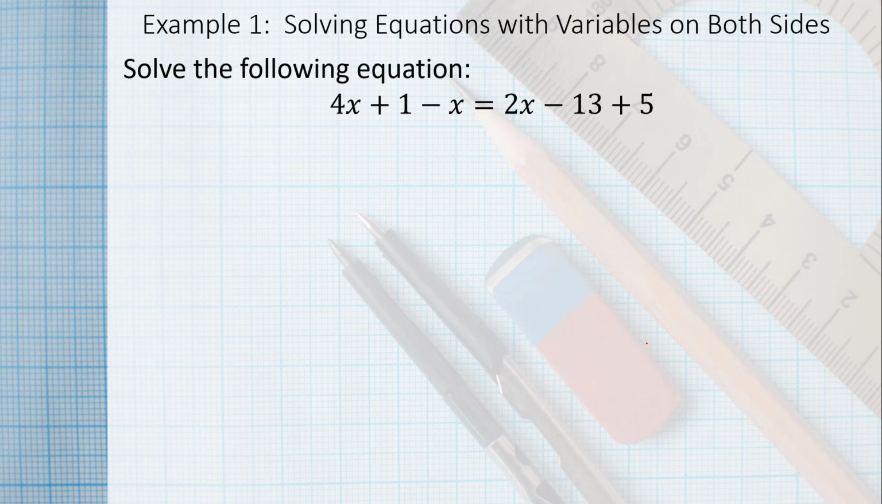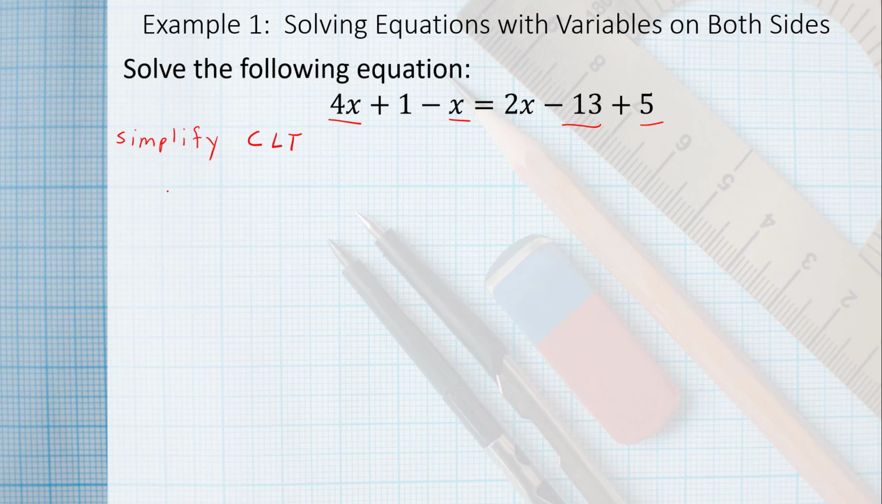Okay, so let's go ahead and do that. Here is our first example. Here we want to solve this equation: 4x plus 1 minus x is equal to 2x plus 13 plus 5. And the very first thing that we're going to want to do is simplify. And here we can simplify by combining like terms. Notice here we have a 4x and an x. Those are like terms. Here we have a negative 13 and a 5, and the absence of a variable makes those like terms as well.